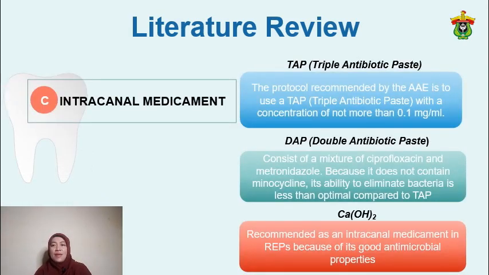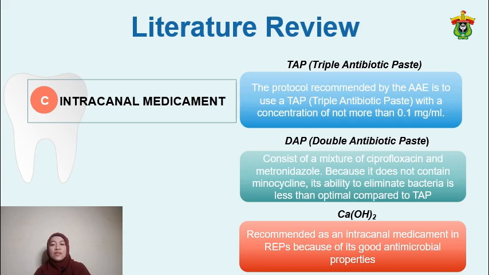Intracanal medicament. The final step in root canal debridement is the placement of an intracanal medicament. This step was carried out to achieve microbial control in the root canal in regenerative endodontic procedure. Triple antibiotic paste. Medicament methods that can be used in regenerative endodontic procedure are triple antibiotic paste, double antibiotic paste, and calcium hydroxide.